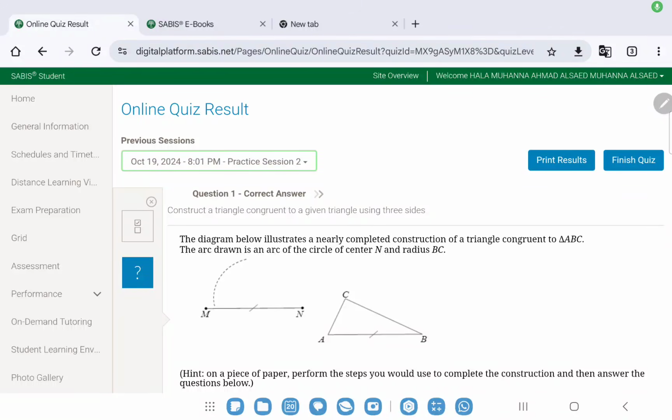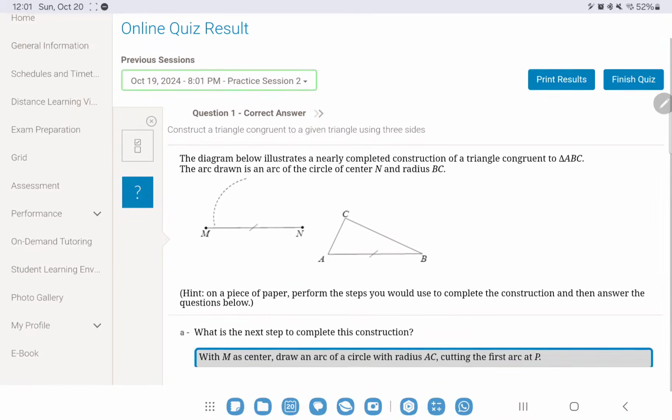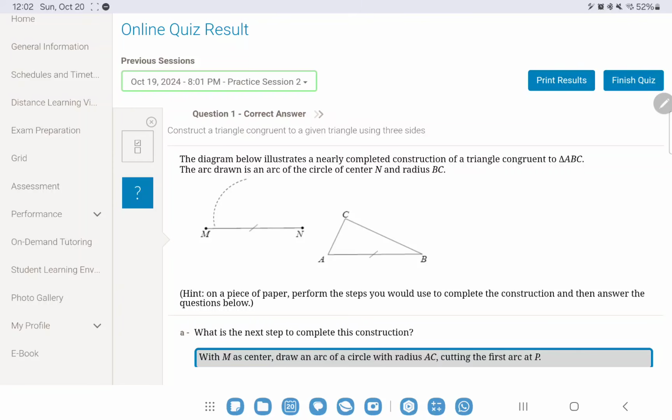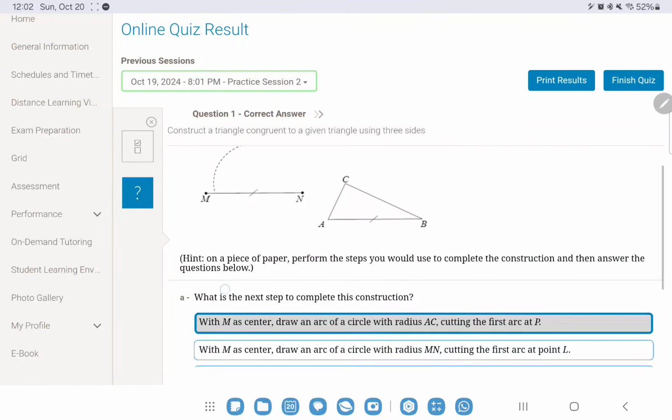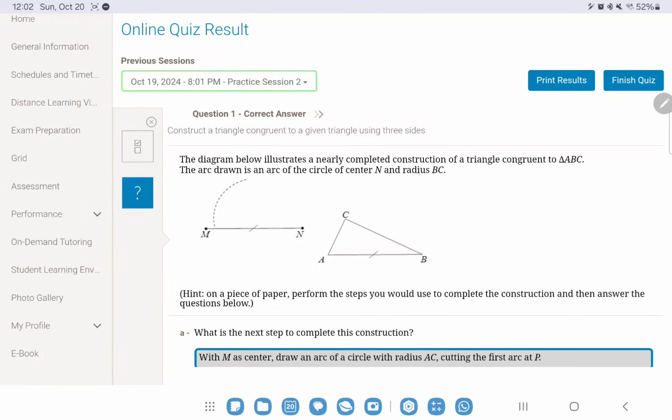Going to be doing the 2.2 quiz. This quiz, to be honest, it's 3 questions long. Isn't gonna be a long video at all. So yeah, let's start. So the diagram below tells us a nearly completed construction of a triangle congruent to ABC.